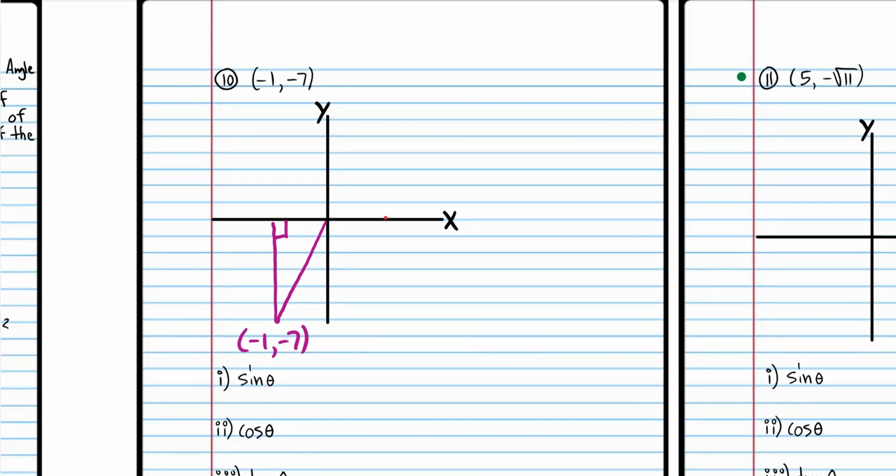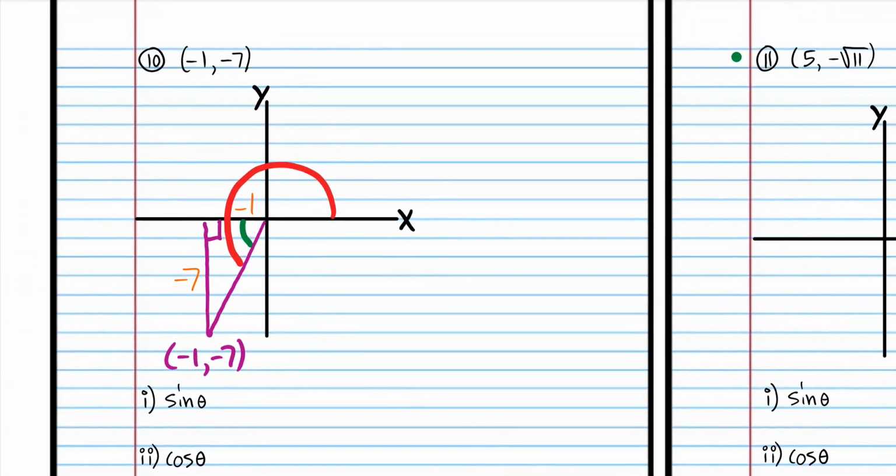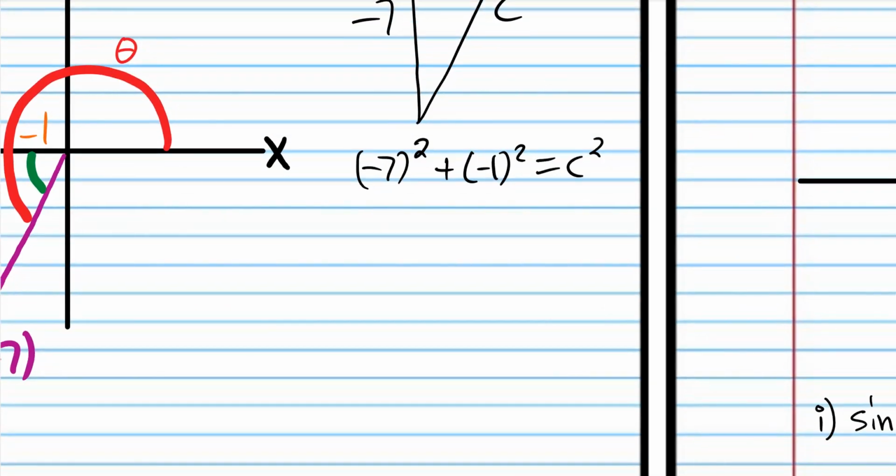And the corresponding angle would be this angle here. And of course the reference angle is that green angle. And we're going to let this side be -1, and this side is going to be -7. Okay, so now we're going to draw our triangle up here just to demonstrate what we're looking for. We're looking for C. We're going to use the Pythagorean Theorem. So we have 49 plus 1 is equal to C squared.